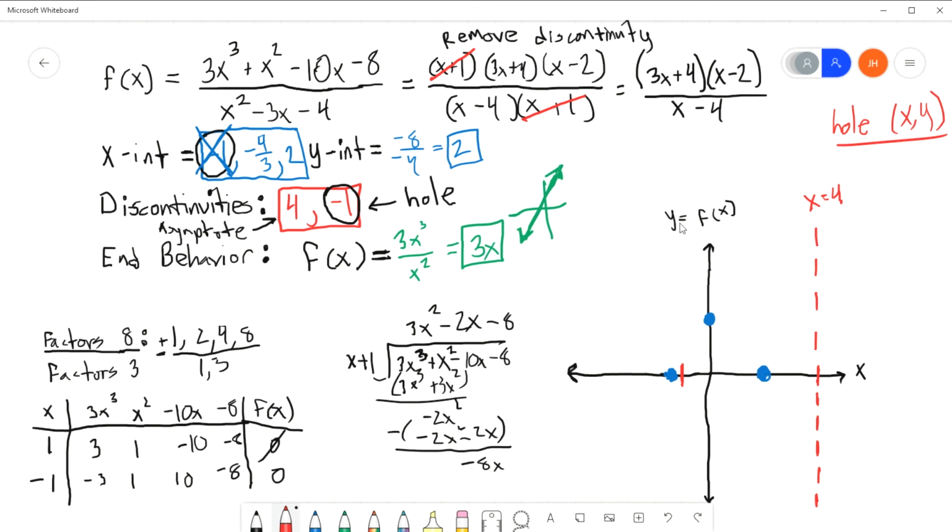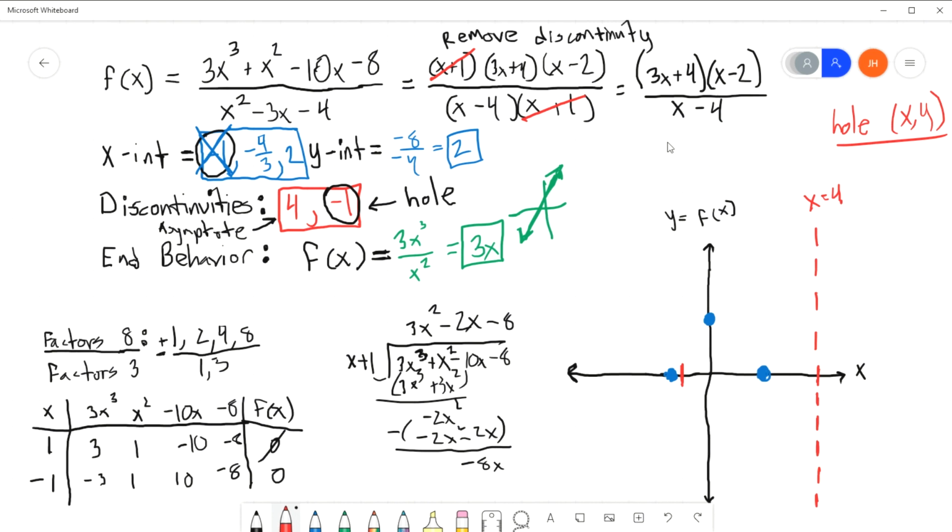You may be asking, how do I find that y coordinate then? Well, we know the x coordinate, right? It's at -1. So what we're going to do is take -1 and plug it into our function, right? Since we were able to cancel out the x plus 1s, plugging in -1 is now allowed because I don't have any division by 0 from it. So solving for that hole, that y coordinate, I plug -1 in, and let's see what we get.